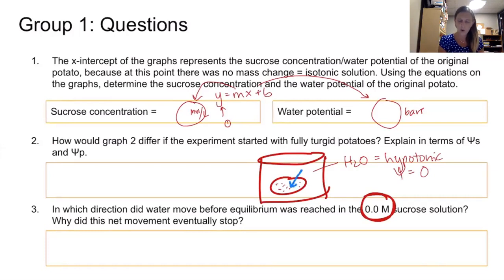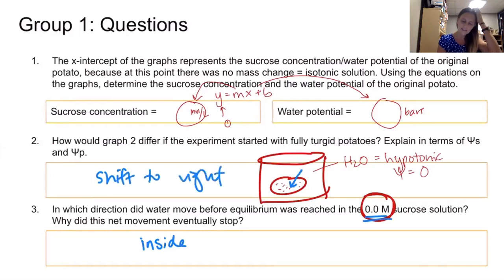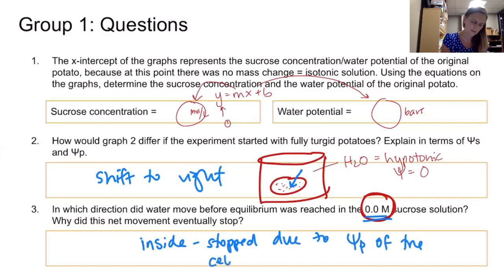So in what direction did water move before equilibrium was reached? It moved inside. Sorry, this was shift to right. Moved inside. And why did it stop? Right? It stopped due to the pressure potential of the cell, right? The cell wall was exerting a pressure back out. So it's just like a balloon. A balloon can only hold so much, right? So you put water in, and a balloon is eventually going to burst.